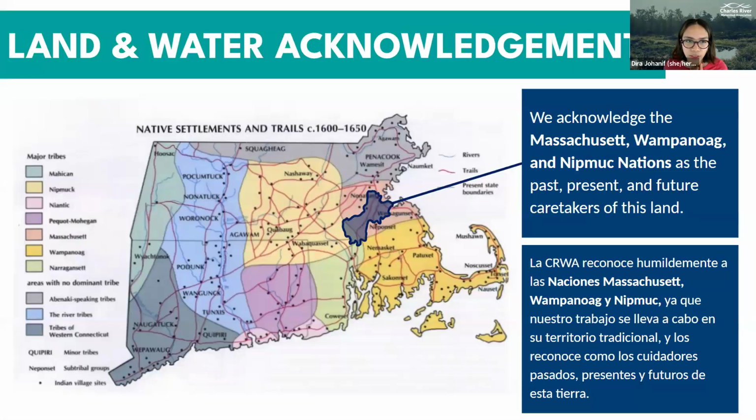So as we talk about our watershed tonight, I do want to take a moment to acknowledge that the Charles River watershed resides on occupied territory of the Massachusetts, Nipmuc, and Wampanoag tribes. We acknowledge them as the past, present, and future caretakers of this land, and we acknowledge that a land acknowledgement is not enough, and we continue to learn, grow, and listen to Native voices as we advocate for a resilient future in our work.